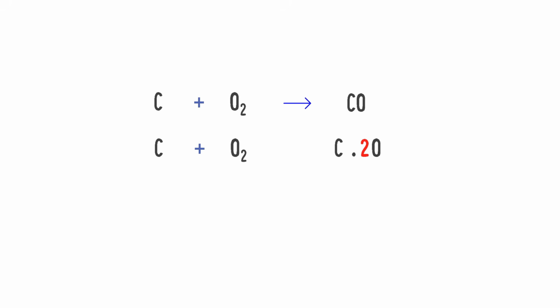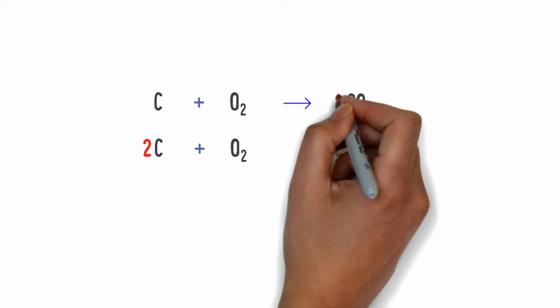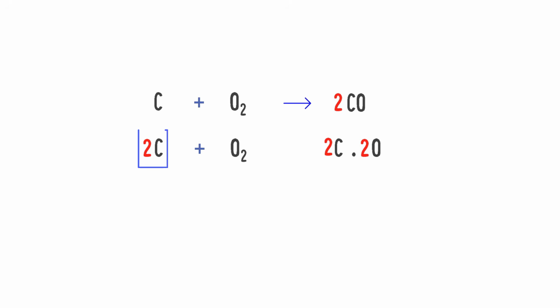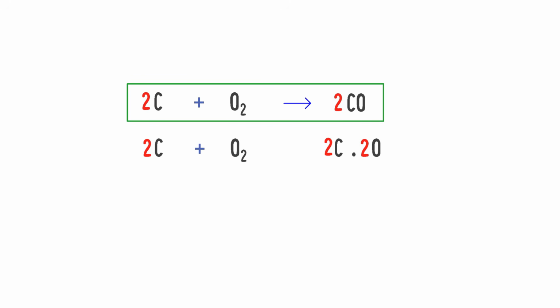If I multiply this oxygen by 2, I have to multiply this carbon by 2. Now there are 2 carbon atoms present in products, so multiply this carbon by 2. Hence 2 carbon atoms are present in reactants and 2 carbon atoms are present in product. So it is balanced. Also 2 oxygen are present in reactants and 2 oxygen are present in products. So it is also balanced. Now take this 2 and put it with carbon monoxide. Also take this 2 and put it with carbon. This is the complete balanced chemical equation.